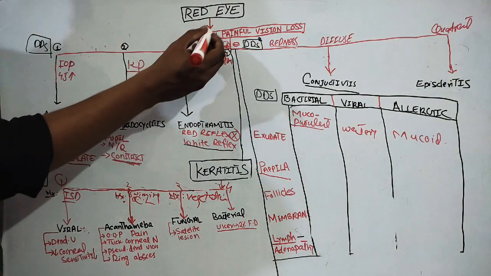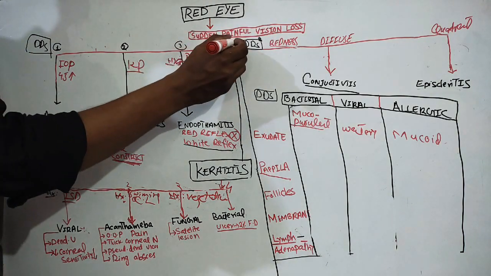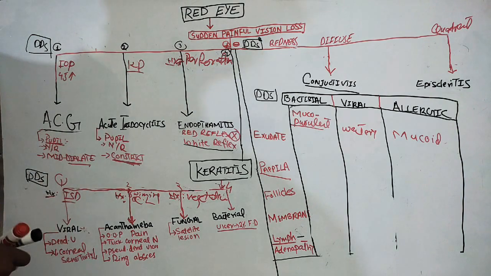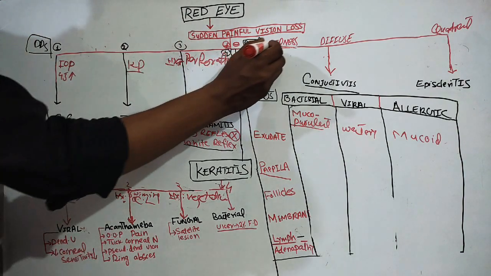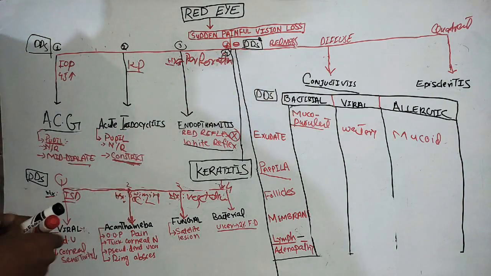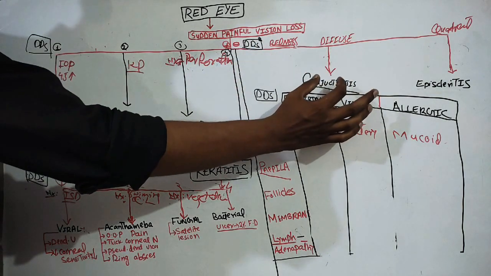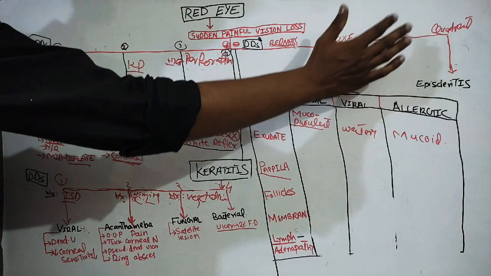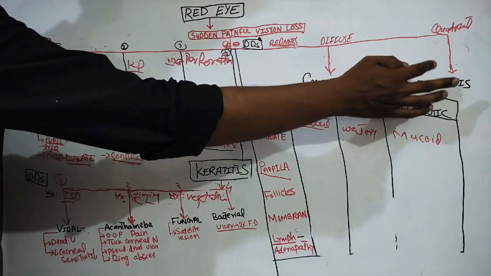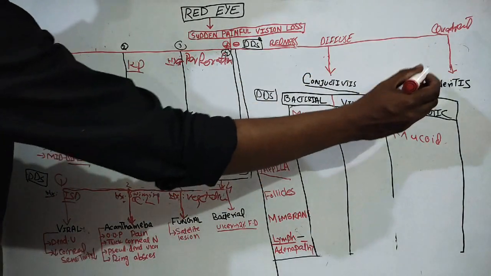Now, if the answer to sudden painful loss of vision is no, there is no painful loss of vision, but there is red eye, then you have to look at the redness. If the redness is diffuse, all the conjunctiva is red, then it is conjunctivitis. And if the redness is not diffuse, it is limited to one quadrant, then it is episcleritis.